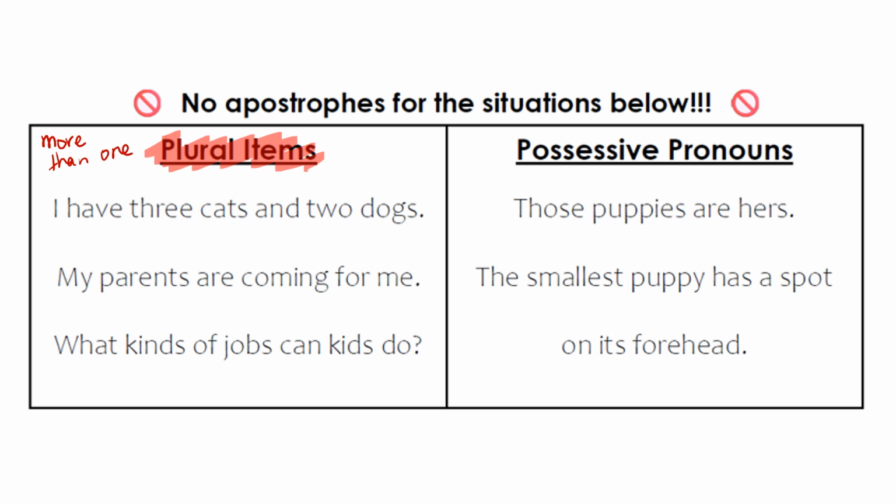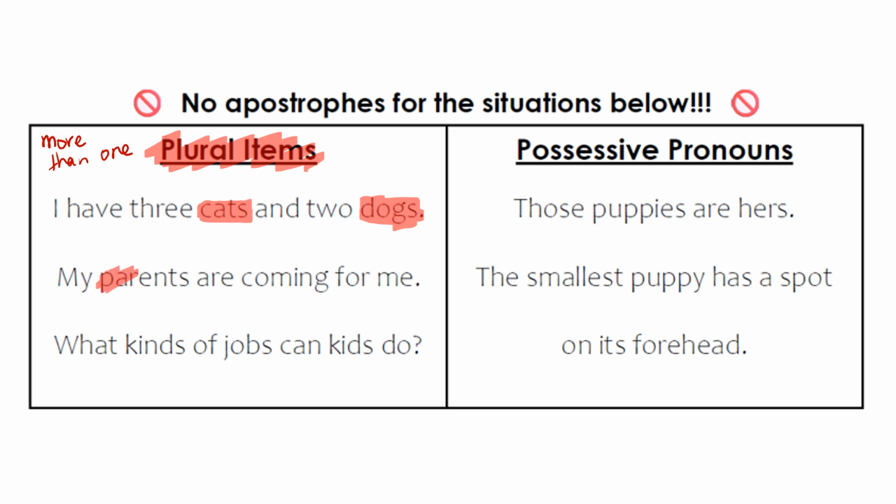Here are some examples. I have 3 cats and 2 dogs. Notice both of those words have S's, but the reason they have an S is to show more than one cat and more than one dog. We don't say I have 3 cat's. We don't put an apostrophe there because that would mean the cat has something. And in this sentence, the cat does not have anything. Neither does the dog.